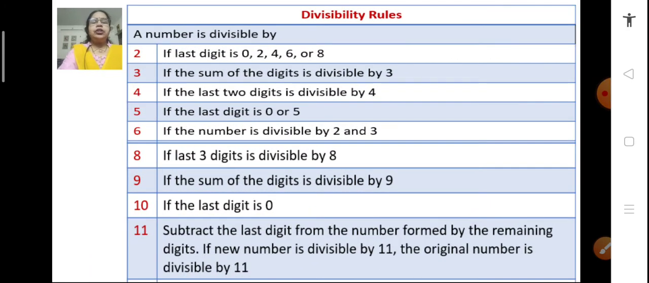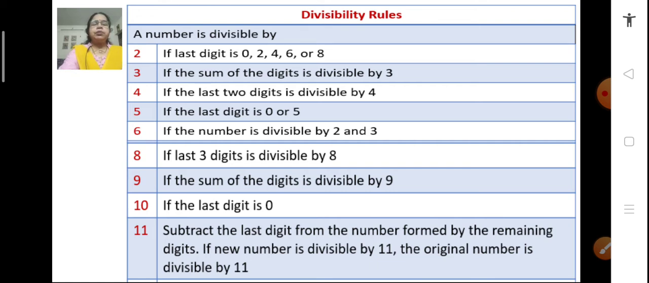Now children, you also learned divisibility rules in this chapter. So let's quickly revisit them. So what is the divisibility rule of 2? If the last digit of any number is 0, 2, 4, 6 or 8, that means if the digit in one's place is 0 or any other even number, then the number is divisible by 2. And a number is divisible by 3 if the sum of the digits is divisible by 3.